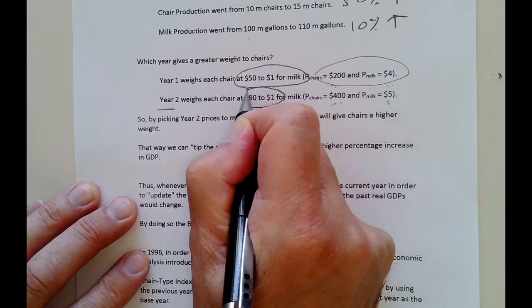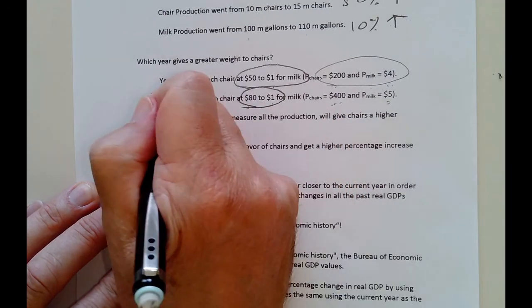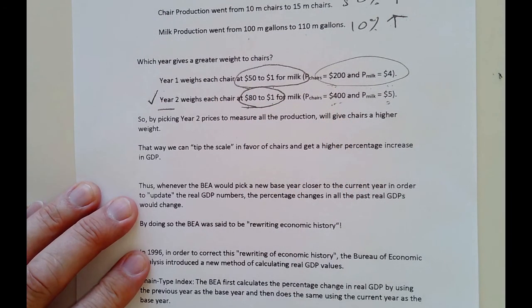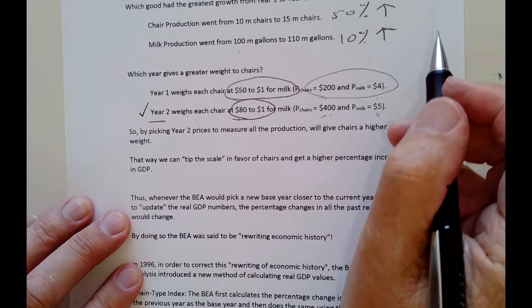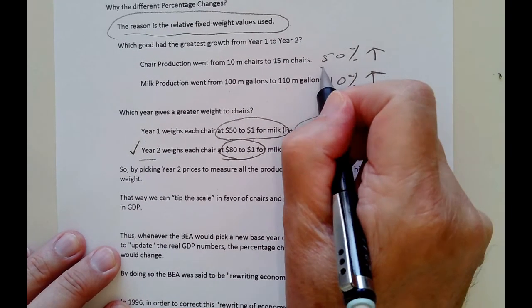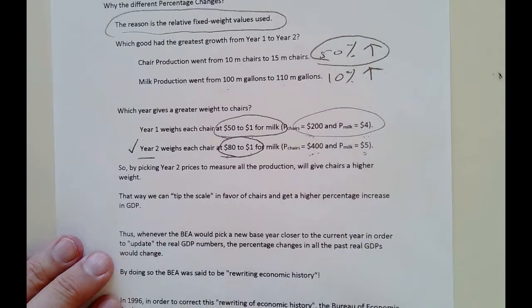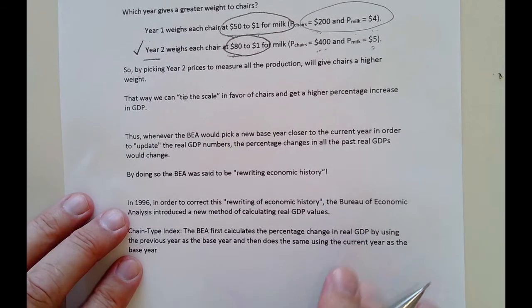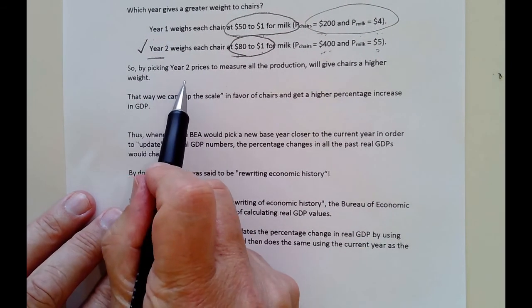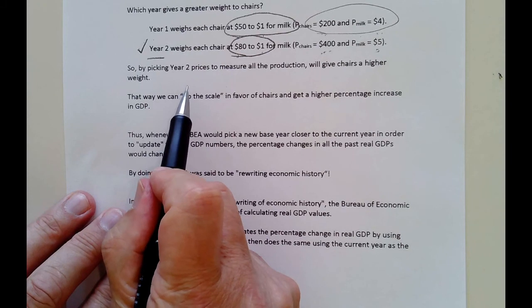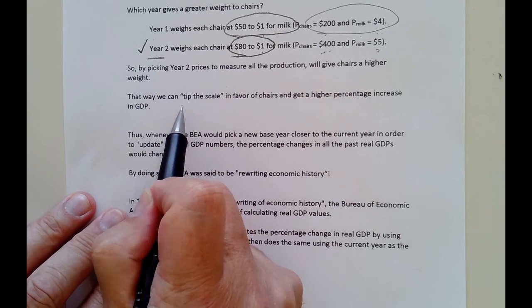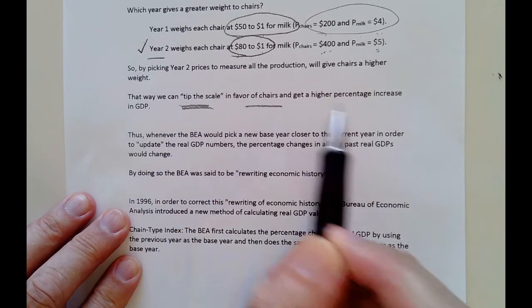So if we can pick these prices, we can make chair production look greater, which we want to do because that is the one that had a higher increase in production. So give this a little extra boost. We can make the percent change in real GDP higher. And again, by picking year two, we give higher weight to our chair production, which is higher than milk production. And so again, we can tip the scale in favor of chairs and get a higher percent change.